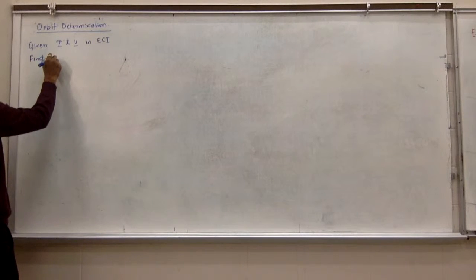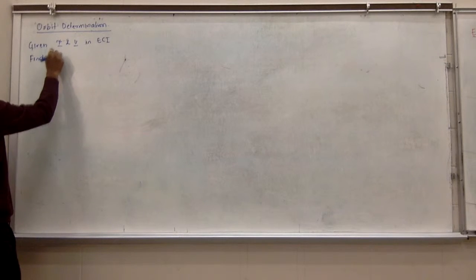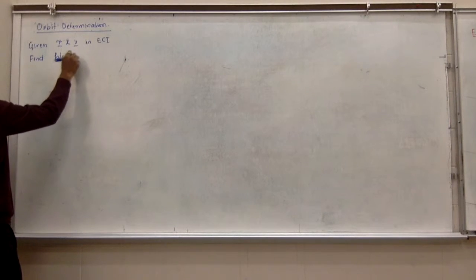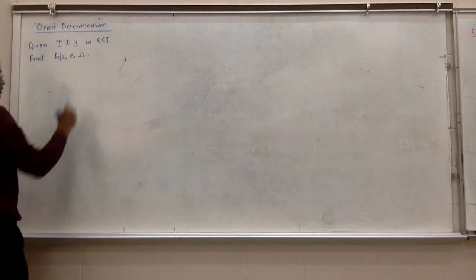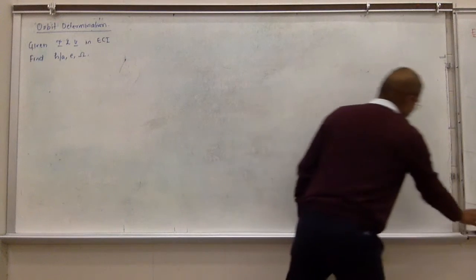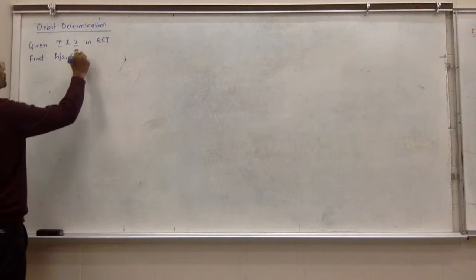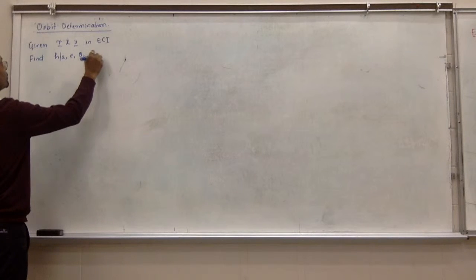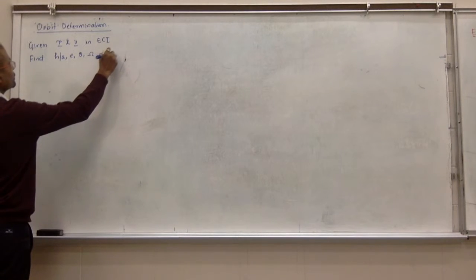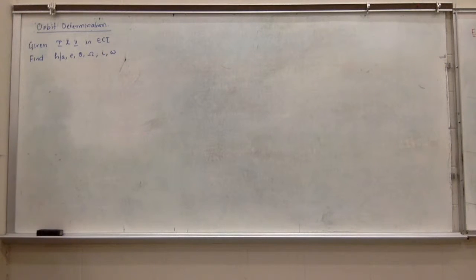the orbital elements. Okay. It is H or A, E, theta, capOmega, I, and smaOmega. So this is the orbit determination problem, right? And we have looked at how to go about finding this.